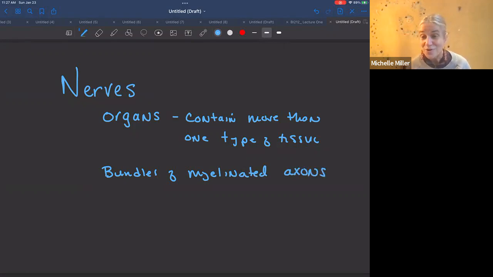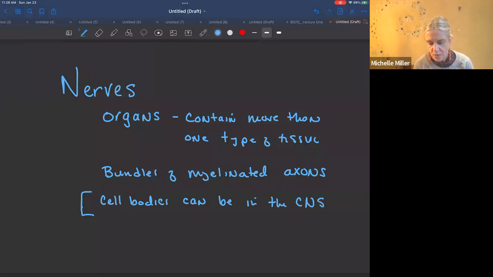When we're talking about motor neurons, their cell bodies reside, for example, in the spinal cord or in the brain. But we can also have cell bodies outside of the central nervous system, and then they are called ganglia. So I'm going to put that in parentheses: the cell bodies can be in the CNS or in ganglia of the peripheral nervous system, the PNS.